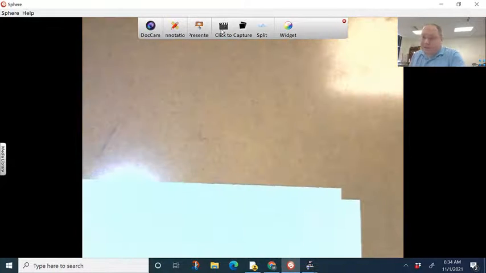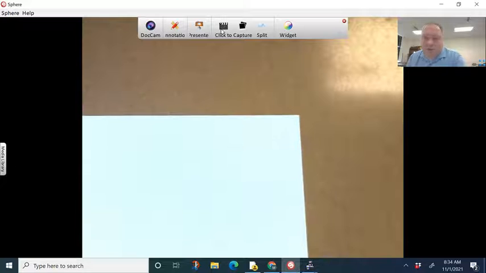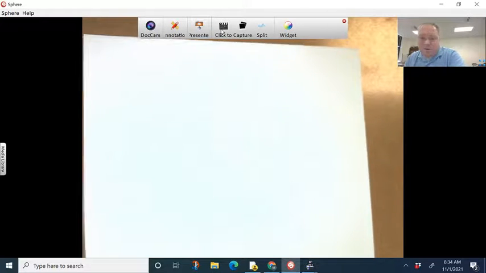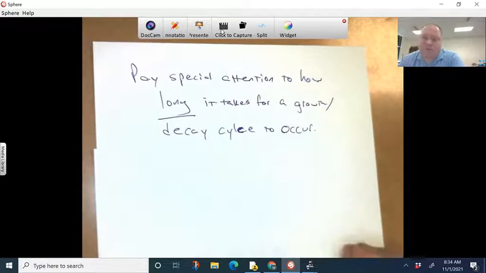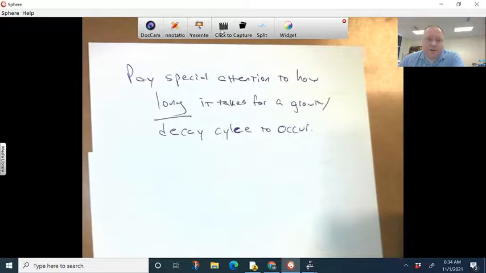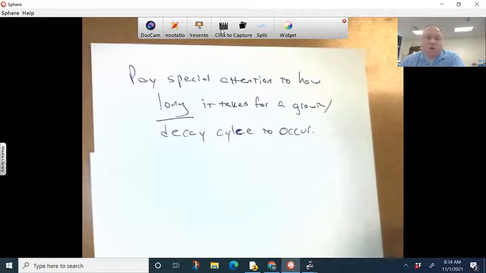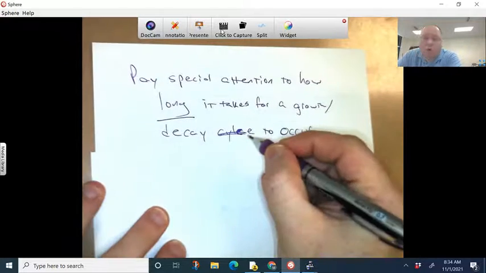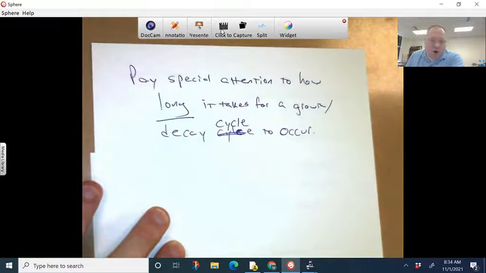Now, sometimes, however, we have to determine how many times it's going to grow in a certain time period. All right? And that's the big deal with today. We finished up a little bit with that the other day, but we have to take a look at this. Okay, so it says pay special attention to how long it takes for the growth or the decay cycle to occur. I just realized I misspelled cycle. Wow.